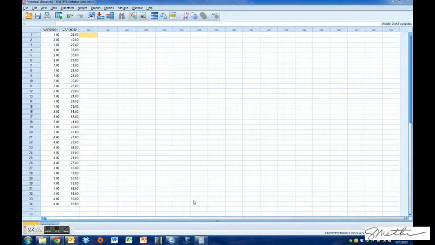Okay, welcome to this very brief lesson on analysis of variance, or very specifically one-way analysis of variance in SPSS. What we have here is our grouping variable, essentially our independent variable, which is variable 1, represented by this row of data right here.